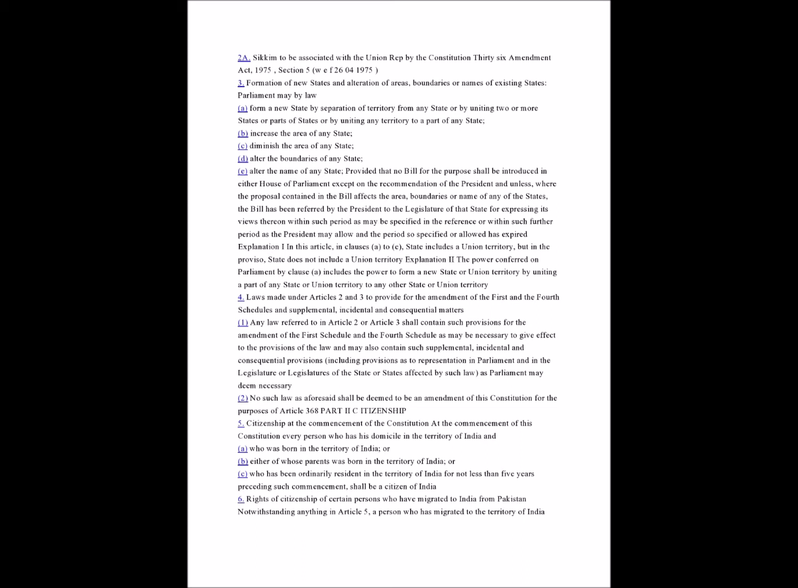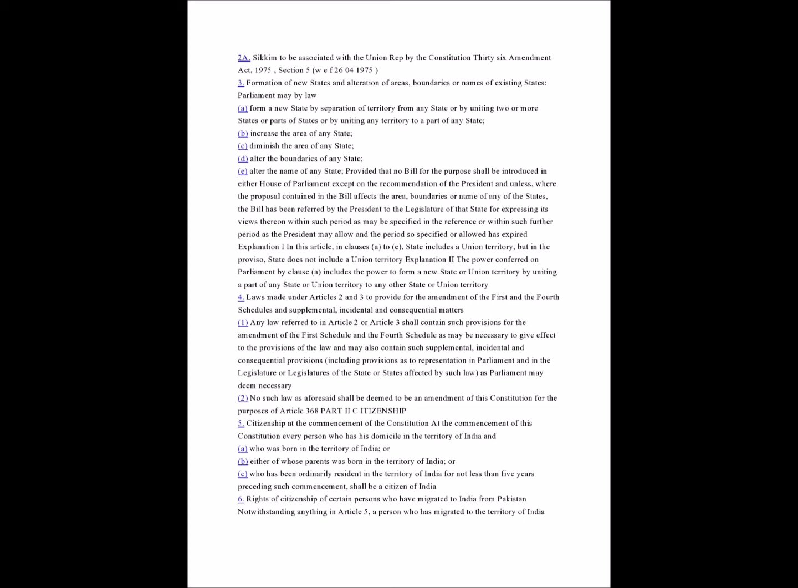Explanation I. In this article, in clauses (a) to (e), "state" includes a union territory, but in the proviso, "state" does not include a union territory. Explanation II. The power conferred on Parliament by clause (a) includes the power to form a new state or union territory by uniting a part of any state or union territory to any other state or union territory.